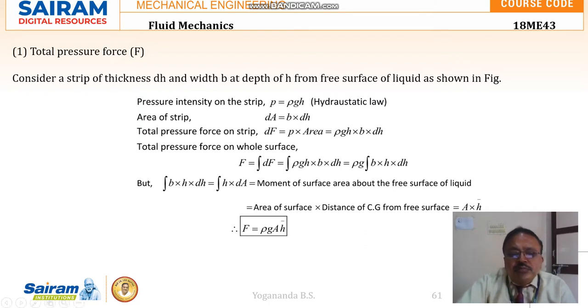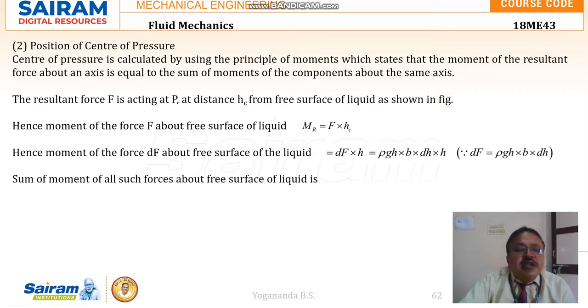Now the integration of dA is nothing but A, the area of the entire body, and the integration of H is nothing but H bar, the distance of the center of gravity from the free surface. So my total pressure force is F is equal to rho G A into H bar.